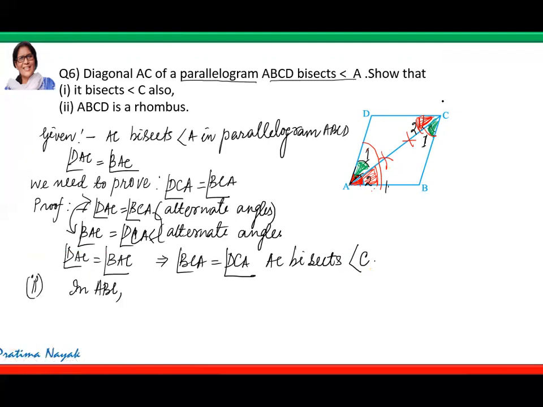Next I am taking this triangle ABC. Angle BAC is equal to angle BCA. So what does it mean? It means that AB is equal to BC. So in a parallelogram, if adjacent sides are equal, then it is a rhombus. So ABCD was a parallelogram. Now two adjacent sides are equal, so ABCD is a rhombus.